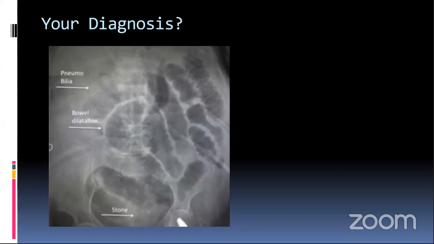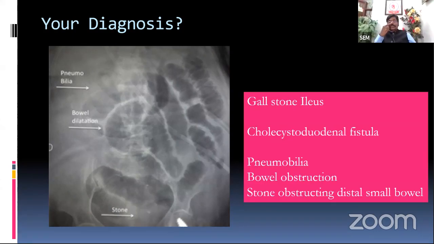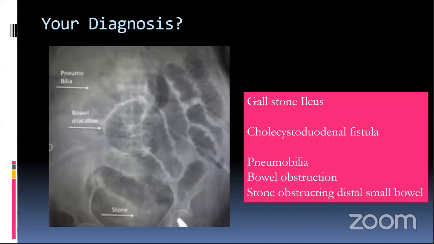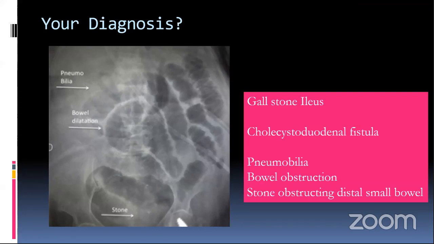Yes, sir. It is due to abnormal connection between the gallbladder and intestine, sir. Good. There will be a large connection between gallbladder and intestine, through which the large gallstone enters into the jejunum. Yes, and it causes obstruction of the ileocolic junction, sir. Yes. So radiologically, what do you see? What do you see in the X-ray? A gallstone at the ileocolic junction.